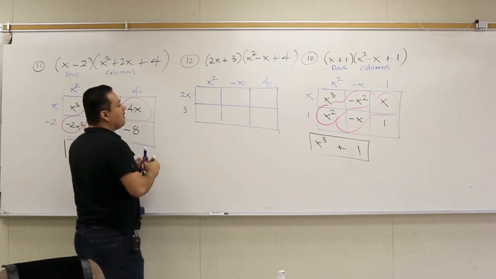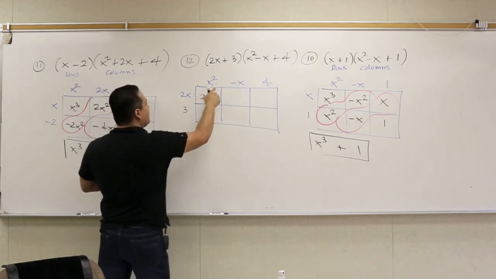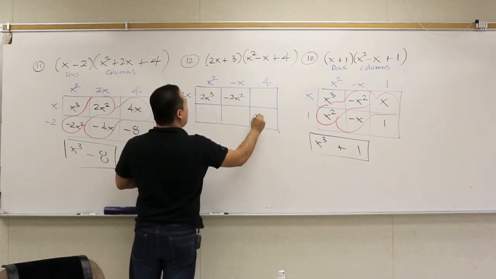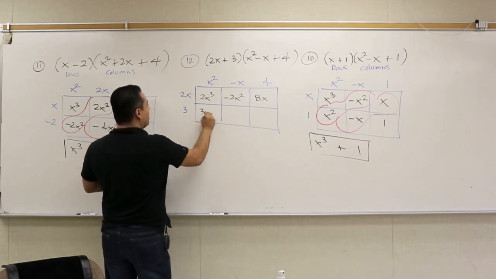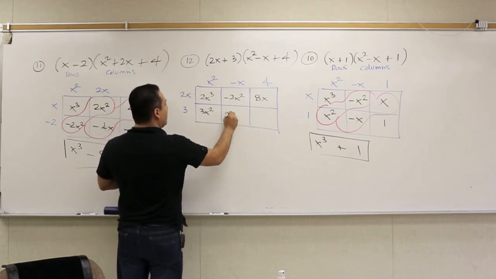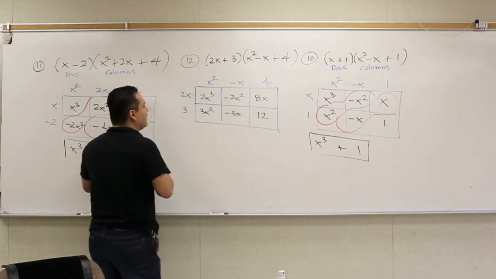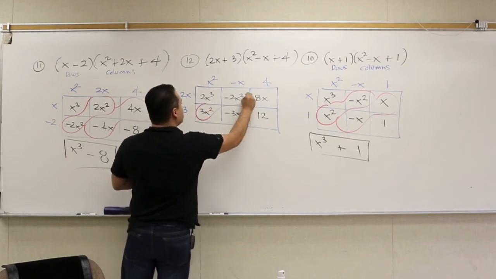Let's see, what's 2x times x squared? 2x cubed. What's 2x times negative x? 2x times 4? 8x. 3 times x squared? 3 times negative x? 3 times 4? 12. Let's see. Do we have like terms across the diagonals?